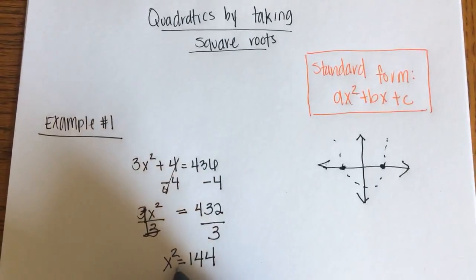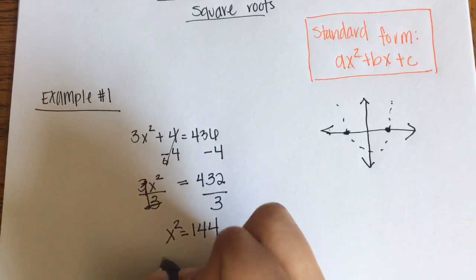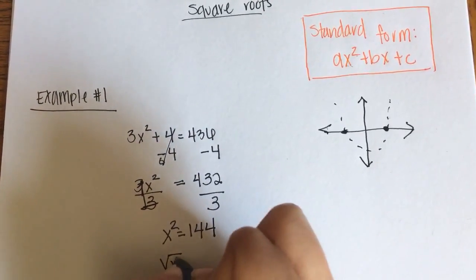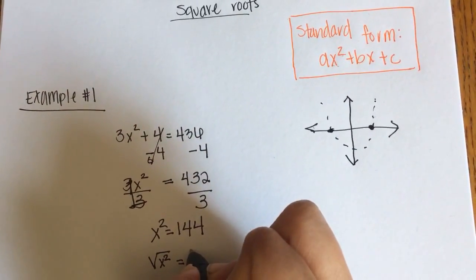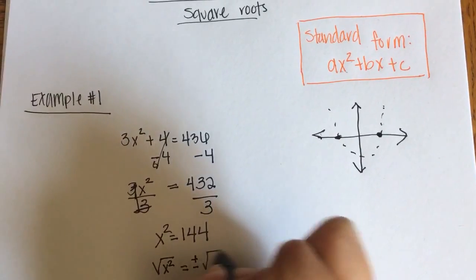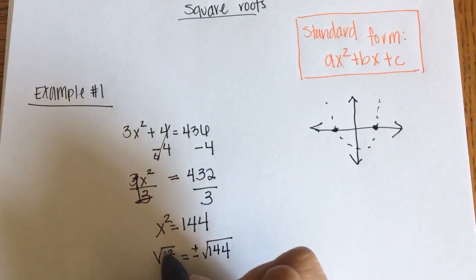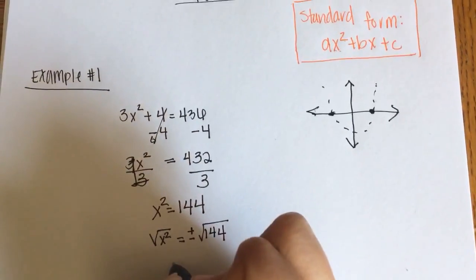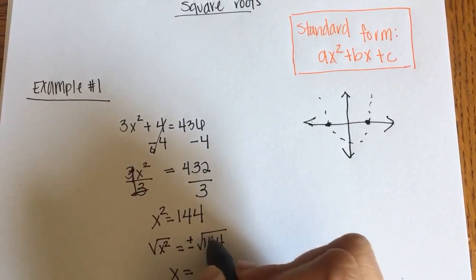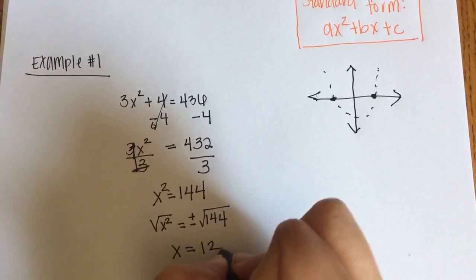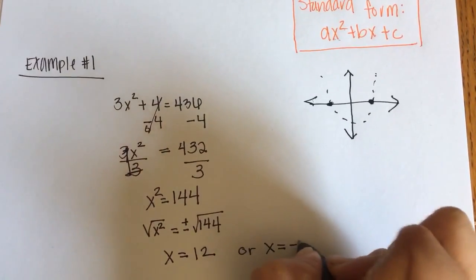And so now we take the square root. Now, the square root of x squared equals plus or minus the square root of 144. And in this case, this cancels, so we have x equals, and then we get x equals 12, or x equals negative 12.